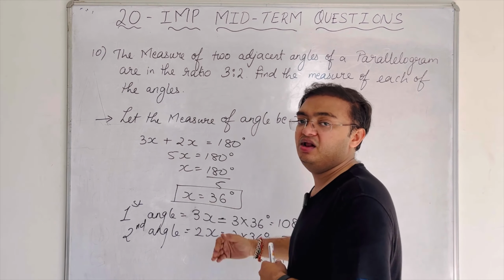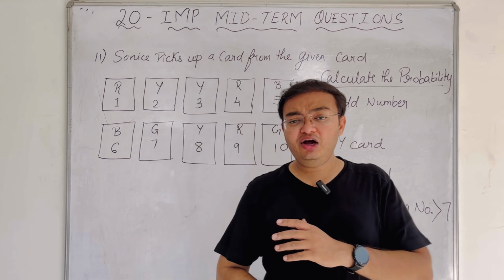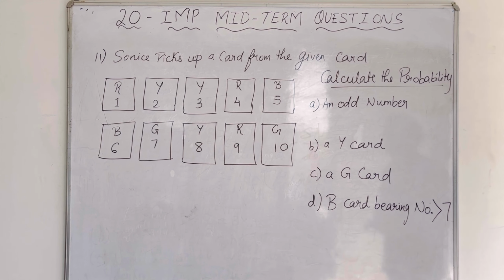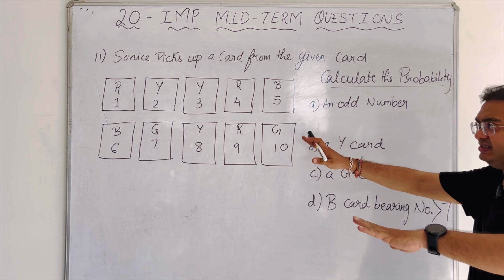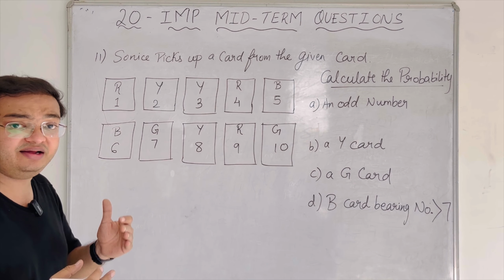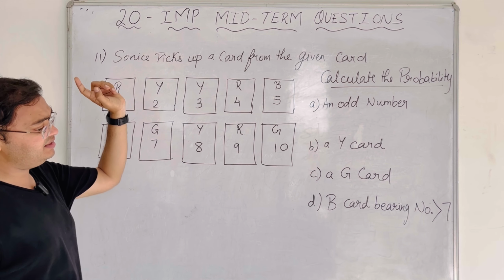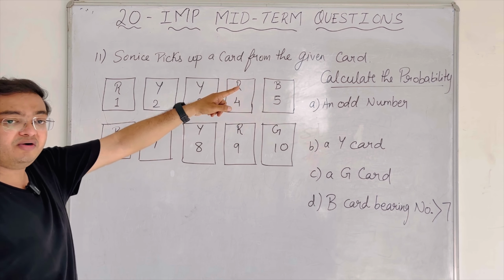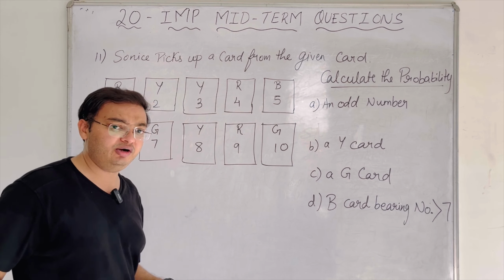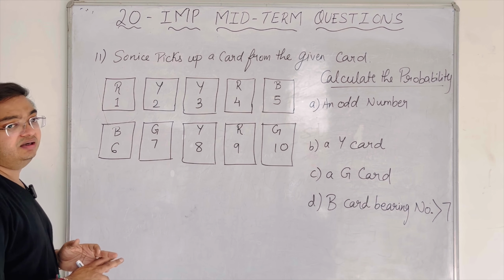So let's quickly rush towards question 11. So here we are with our question 11, that Sonic picks up a card from the given cards. Here 10 cards are given. These 10 cards are loaded with alphabets, and also with numbers, and we have to answer its probability according to the following questions. The first sub question, odd numbers. So we are talking about numbers, so we'll take the numbers.